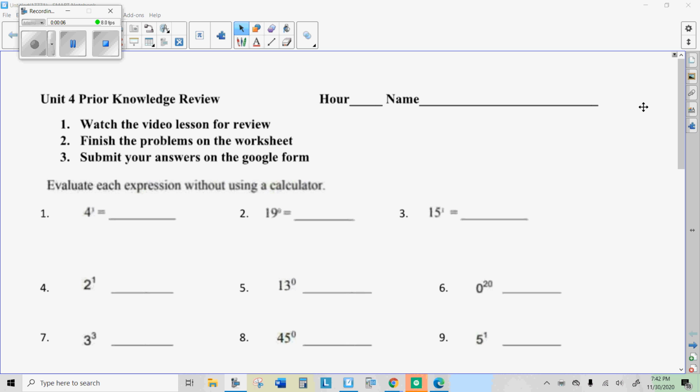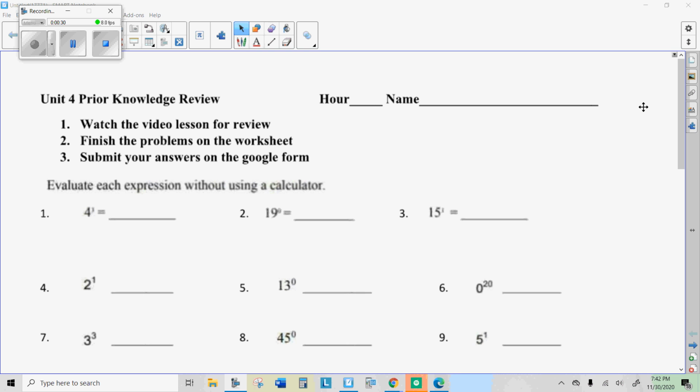This is just a quick little lesson to review some of the things you're going to need for Unit 4, which is all about exponents. So what I'm going to do here is just a couple problems to review how you handle exponents and how you do that on your calculator if you need to. And then you're going to just do a few practice problems and submit those on the Google form.